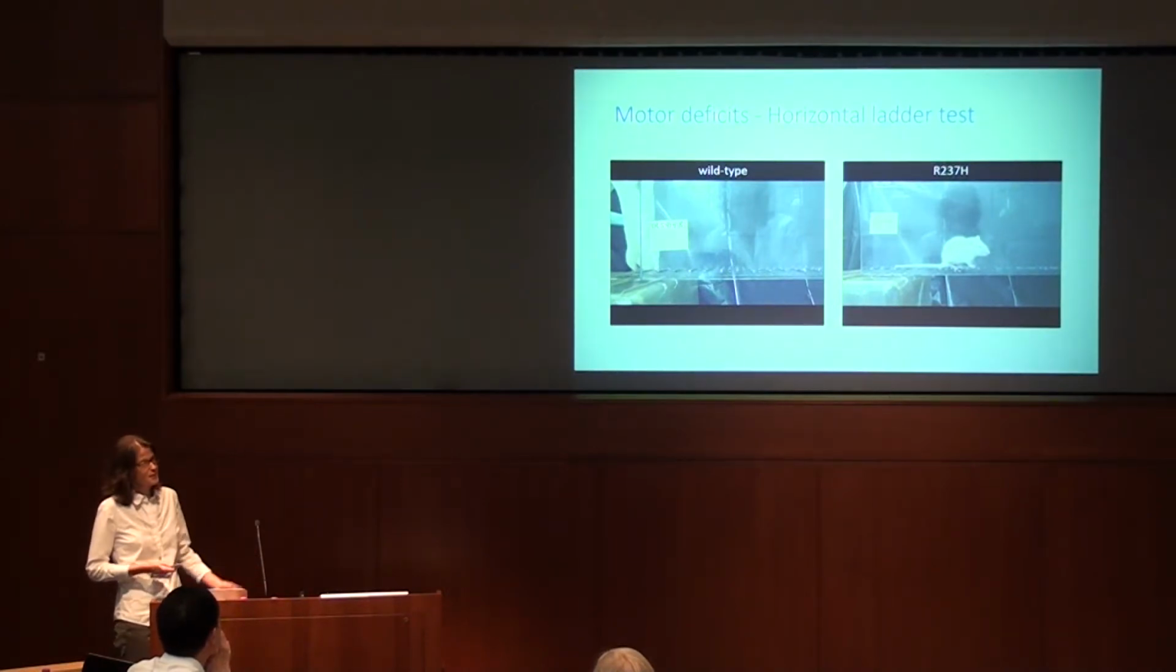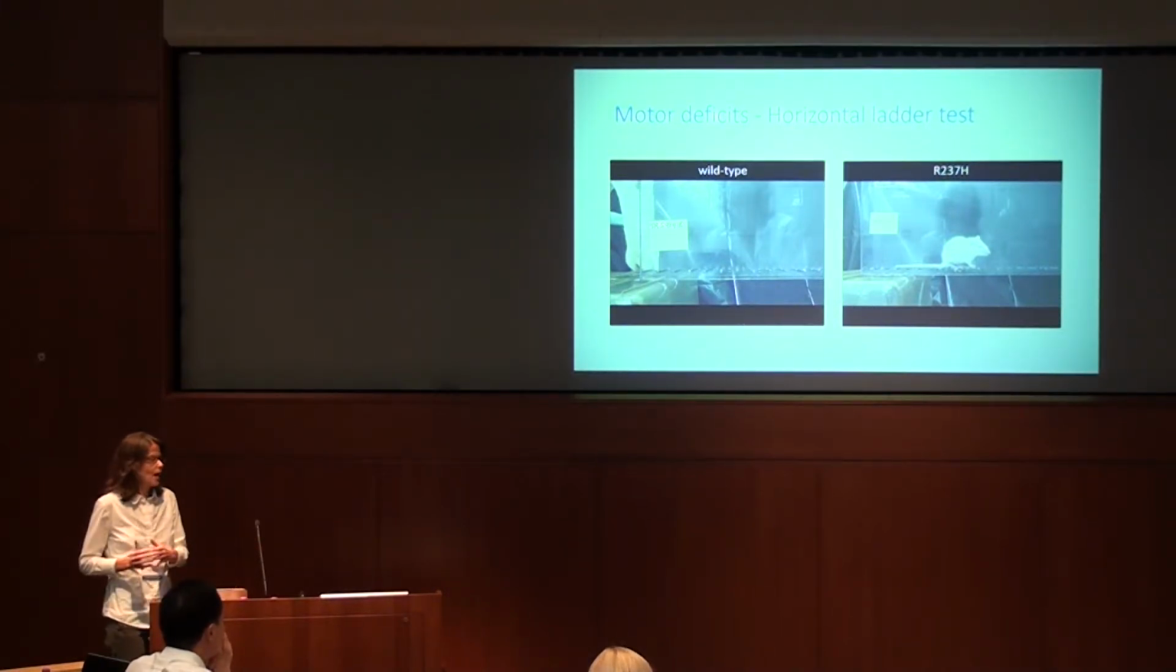So if you put the wild type rat on here, he makes it across pretty rapidly. And the test is valuable in that you can score the number of times that their paws slip in between the rungs. You can score how quickly they get across it. The wild type rats get across pretty easily, and they get a nice treat at the end, which you don't get to see. But the mutant rats, you can see this little guy here, they really struggle with this test.